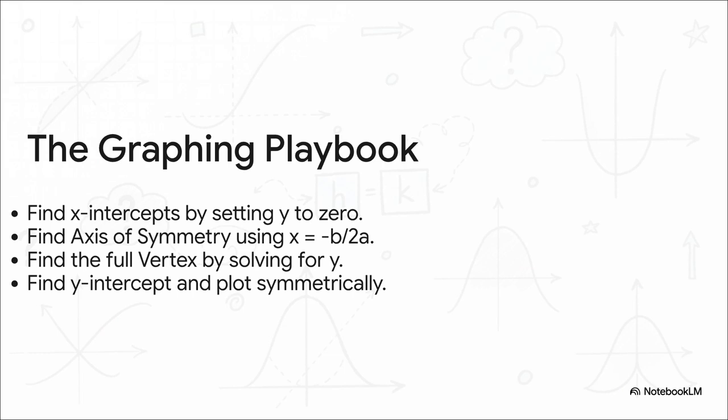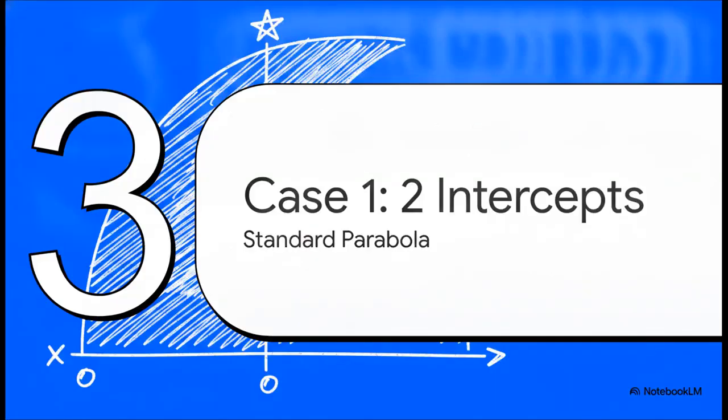Now that we're armed with our ultimate shortcut, let's build a reliable, universal framework, a playbook we can use every single time. Step 1. Find where the curve crosses the x-axis, just by setting y to 0. Step 2. Deploy our brand new negative b over 2a cheat code to lock in that middle vertical line. Step 3. Take that x value, plug it right back into the original equation, and that gives you the exact height of your vertex. And finally, step 4. Grab your y-intercept, which is always just that c value at the end of the equation, and use it to sketch out the rest of the curve. Simple, repeatable, and bulletproof.